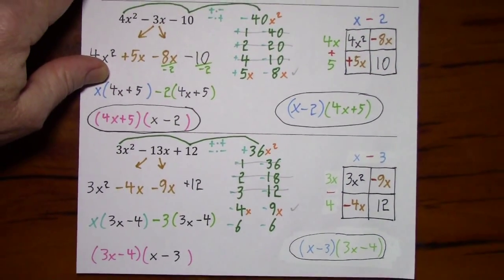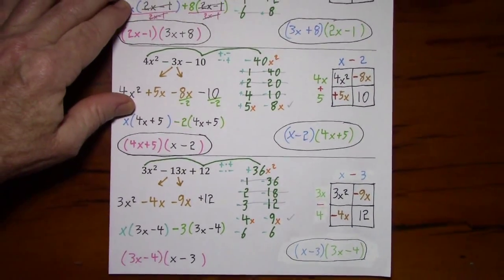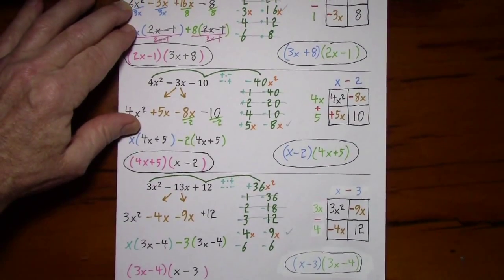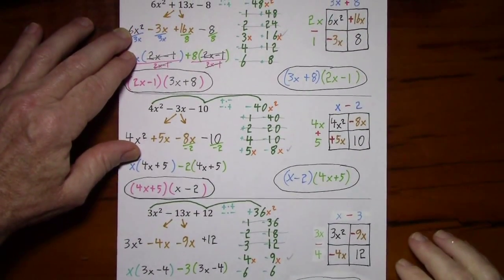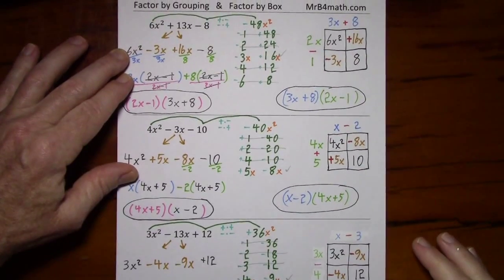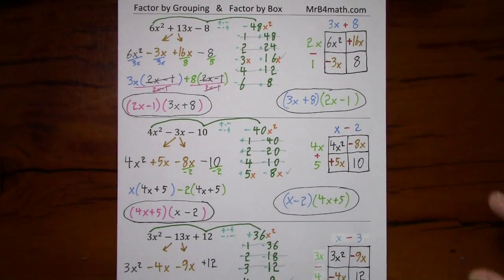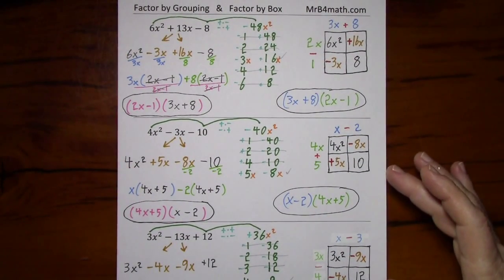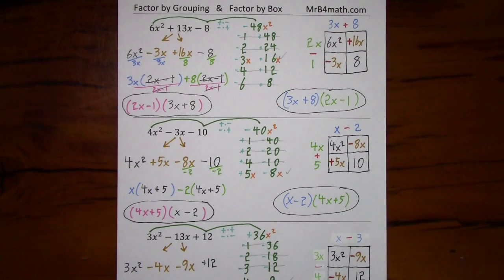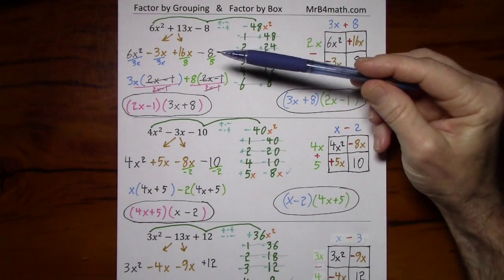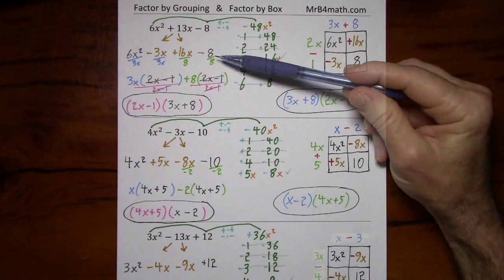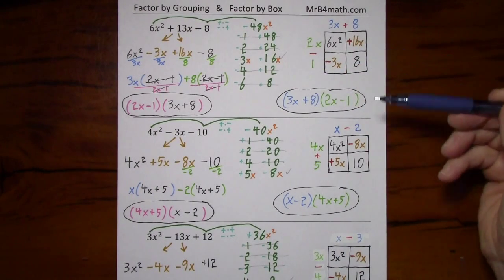So it's really up to you which method you use. I think in general, factor by box is a little bit easier, a little bit neater. Some professors prefer factor by grouping. They might feel that this is a bit more mechanical.